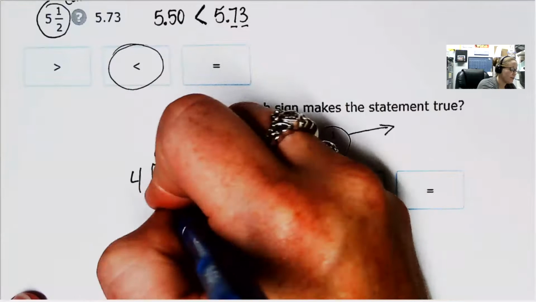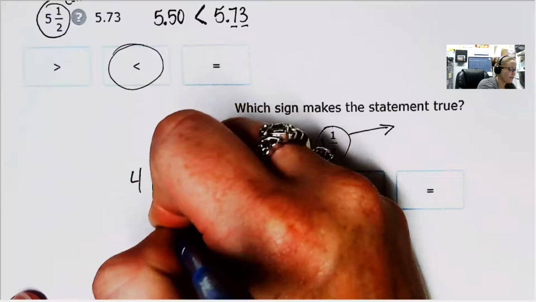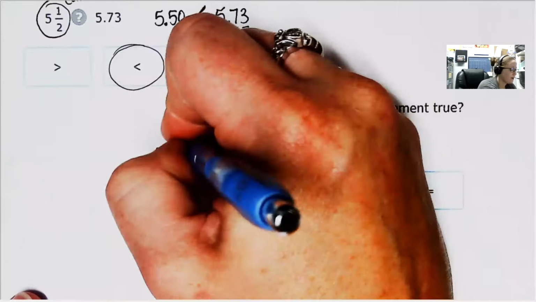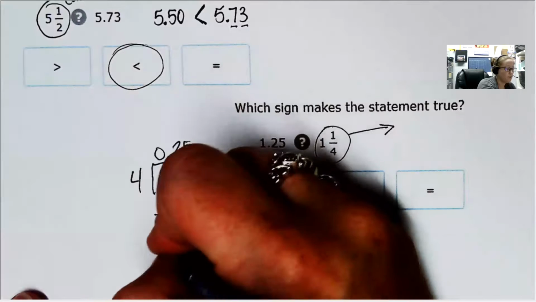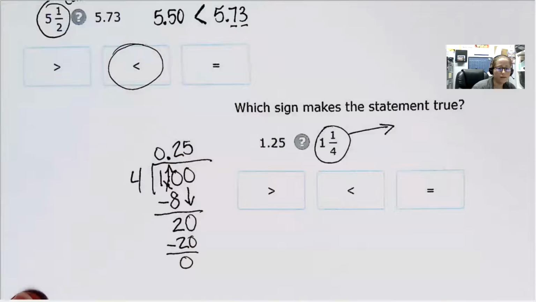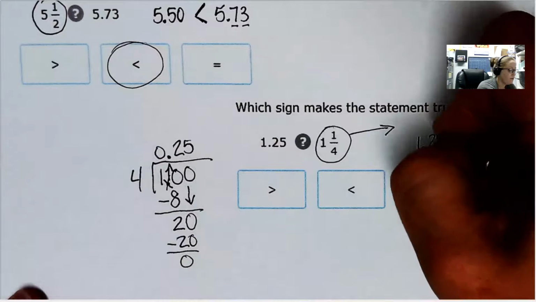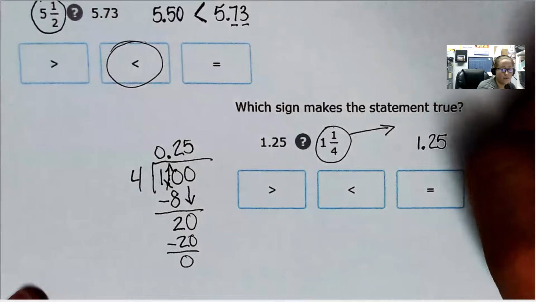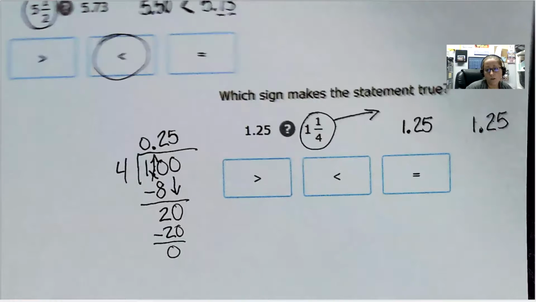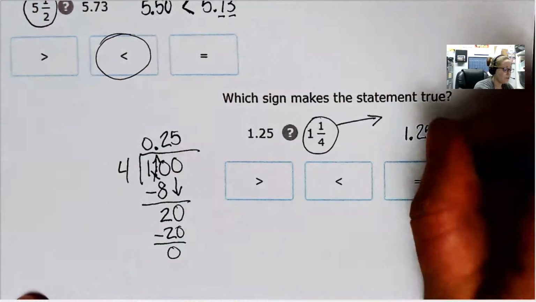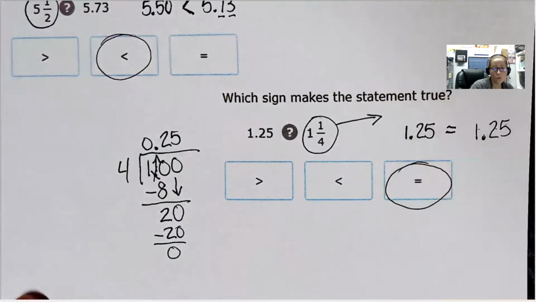2 times 4 is 8. We're left with 2. Bring down this 0. 4 goes into 20 5 times. 5 times 4 is 20, and we are left with no remainder. So we could say that our new question is 1.25, and then 1.25. Well, looking at this, we can see that this is the exact same number. So we can say that 1.25 is equal to 1 1/4, which converts to 1.25.